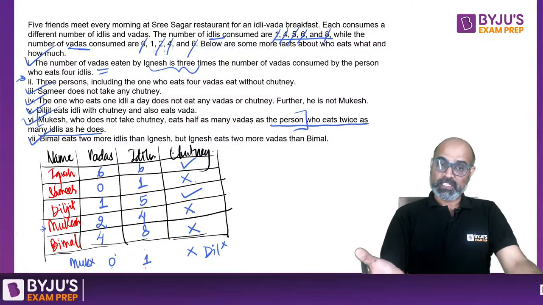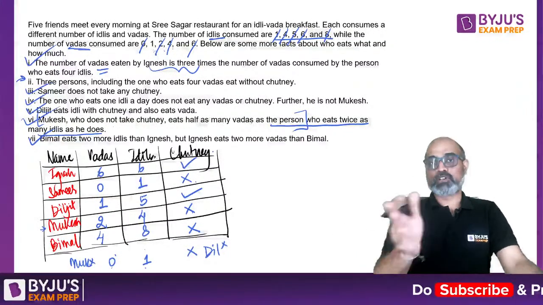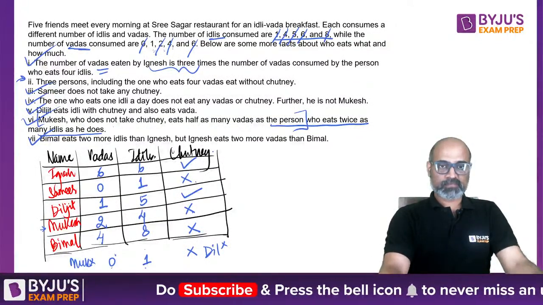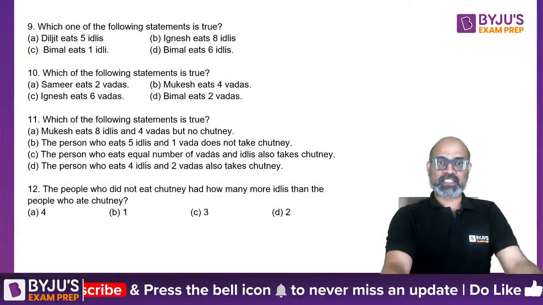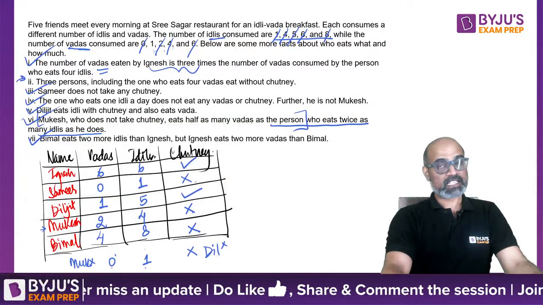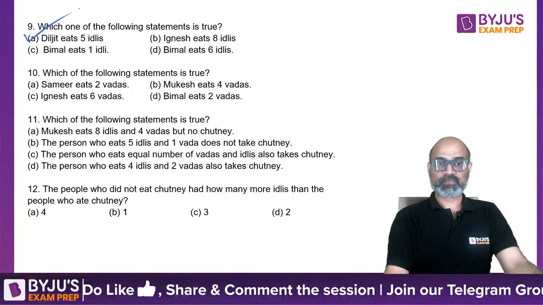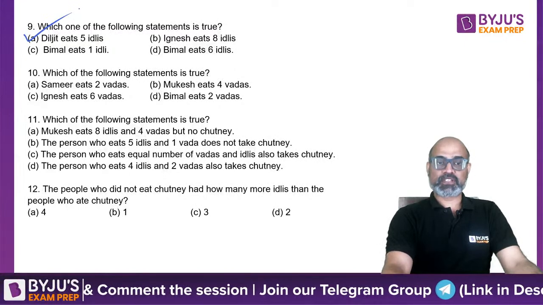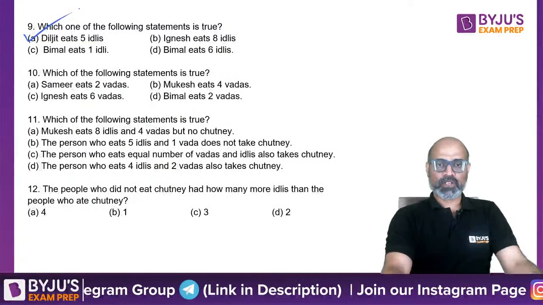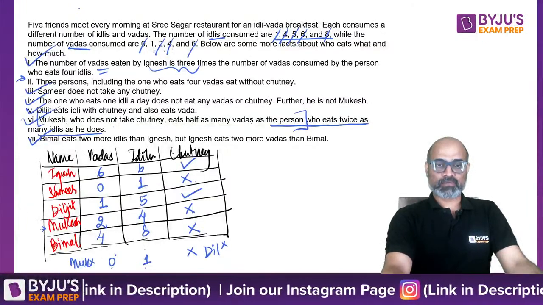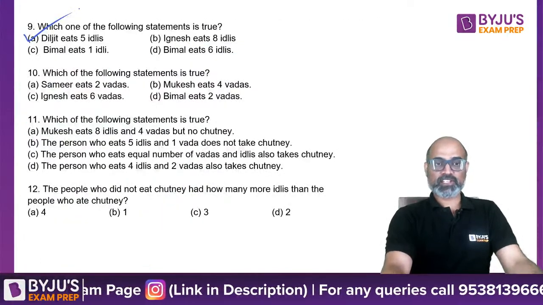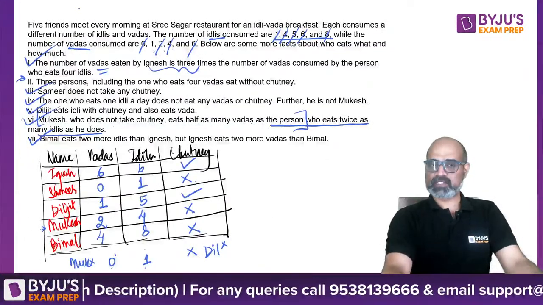So we were able to fill the table and about chutney also we know who is having chutney, who is not. So which one of the following statements is true? Diljit eats 5 idlis. Yes, he does. Which one of the following statements is true? Samir eats 2 vadas. He eats 0. Mukesh eats 4 vadas. He eats 2. 4 idlis खाता है लेकिन 2 vadas है उसका. Ignesh eats 6 vadas. Yes, Ignesh was 6, right?